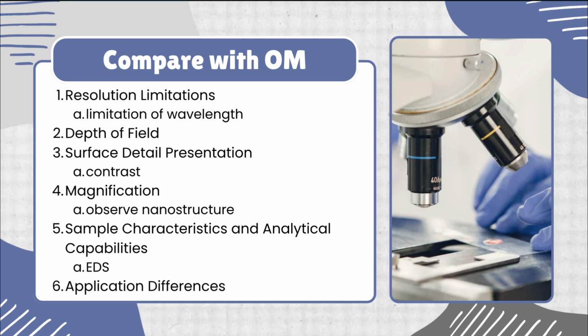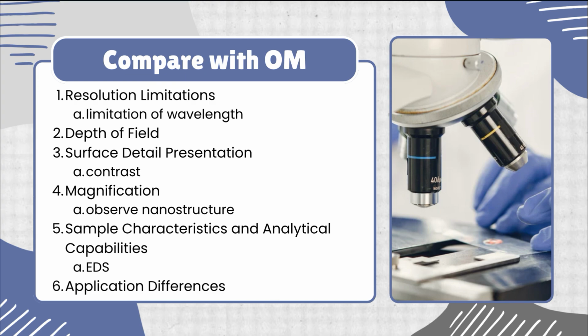So the first is resolution limitations. OM is limited by the wavelength of light, with a theoretical resolution of approximately 200 to 215 nanometers. This makes it difficult to observe nanometer-scale structures or smaller details. And SEM uses an electron beam with a much shorter wavelength, achieving resolution as fine as 1 nanometer or even lower, making it ideal for studying tiny structures.